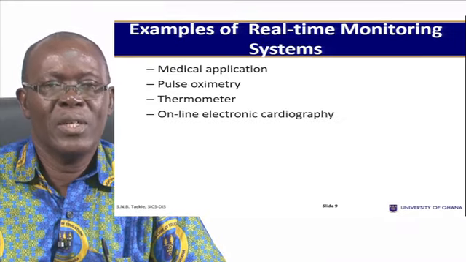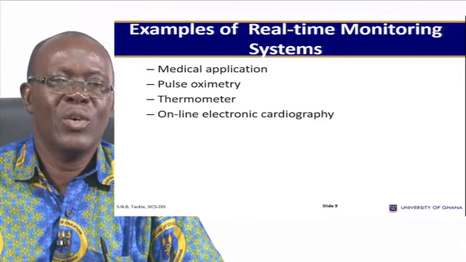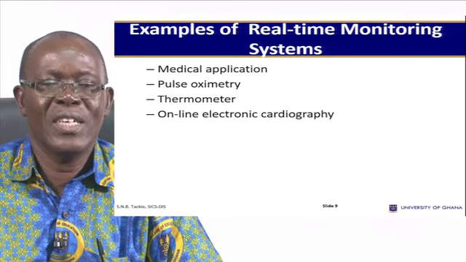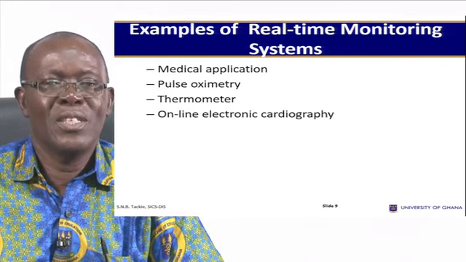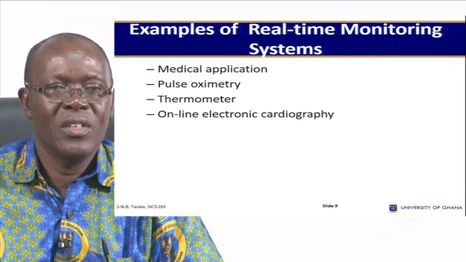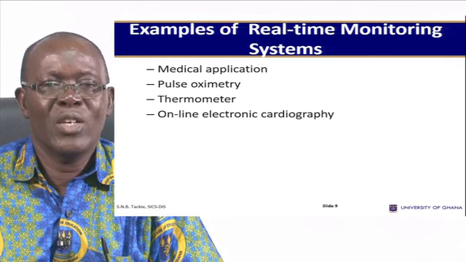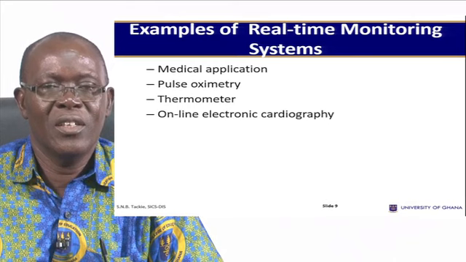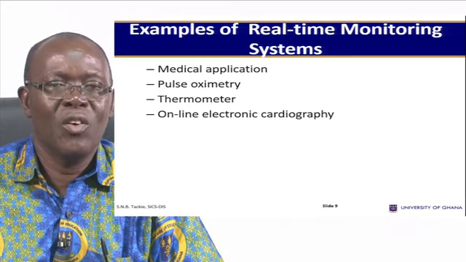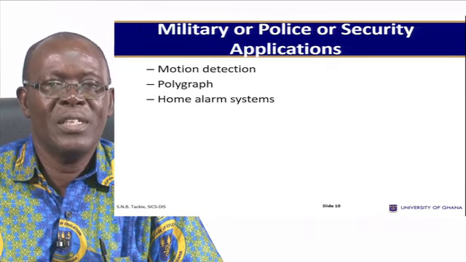We have real-time systems for medical application: pulse oximetry, thermometers. When Ebola came, formerly the thermometer you used, they put it in your mouth or under your armpit. Now we have thermometers that are pointed at your forehead to take your reading. Then we have online electronic cardiography. You can diagnose your heart-related problems online, and then solutions are found, or prescriptions are made.